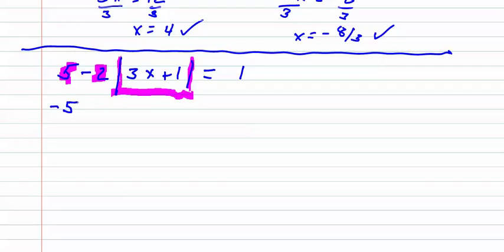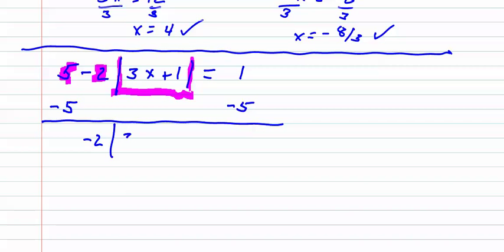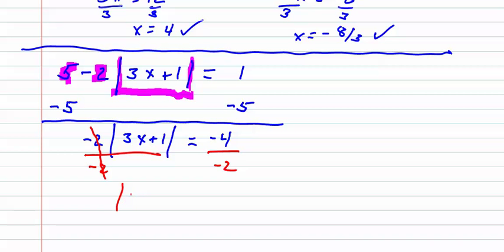It's similar to solving regular equations. I'm going to subtract 5 from both sides. I get negative 2 times my absolute value plus 1 equals negative 4. And then I'm going to divide both sides by negative 2. Those cancel. And I end up with the absolute value of 3x plus 1 equals 2.